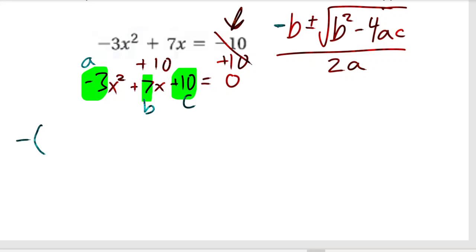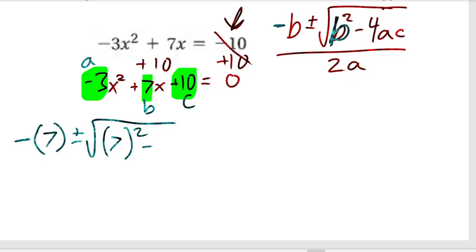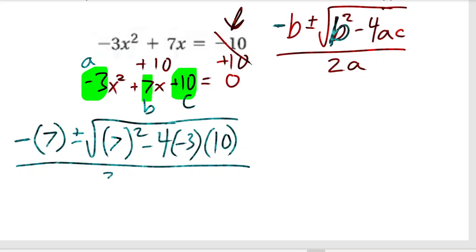So there's a negative, first of all, from the formula, and then our b value of 7. The formula says plus or minus square root, and then there's that b underneath, so I'm going to plug in 7 one more time. Make sure it gets squared, and then minus 4 every time you use this formula, and then a times c. So whatever a is and whatever c is. A is my negative 3, and c is my 10. And on the bottom, 2 times a, and a again is negative 3.